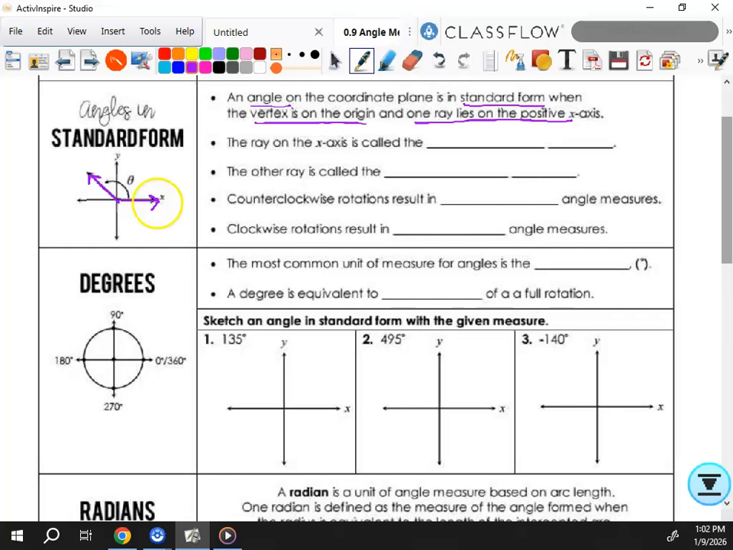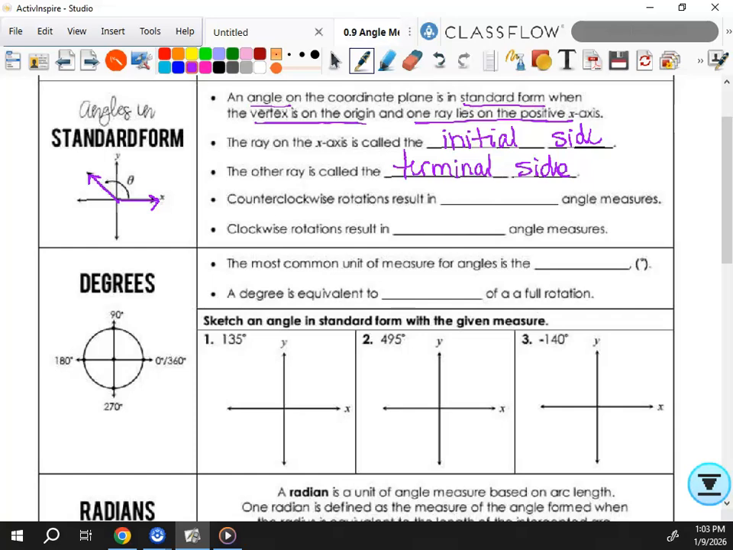So this ray here that's on the x-axis is called the initial side or the initial ray, either way, but side kind of makes more sense here, I think. It's the initial side because it's where you start. The other ray is called the terminal side because it's where you stop. And then the direction in which the angle opens is important.